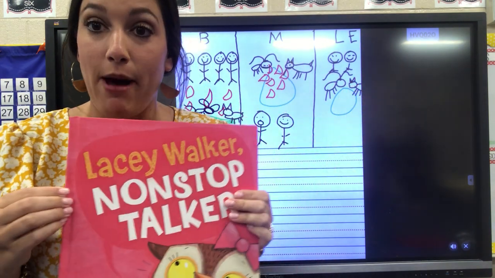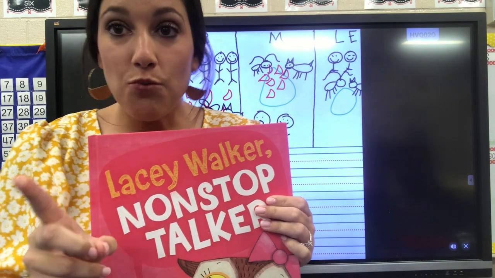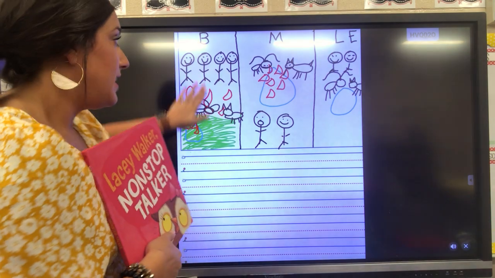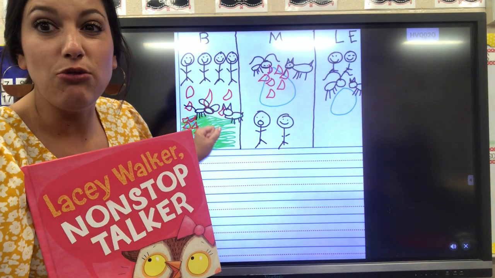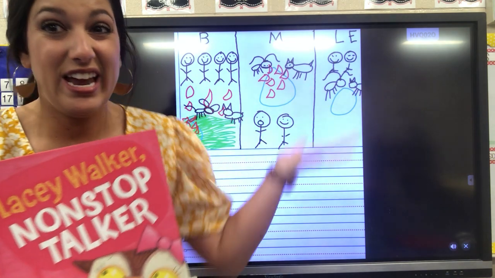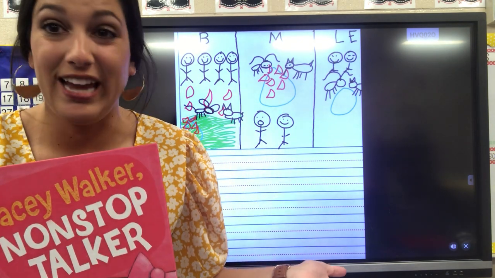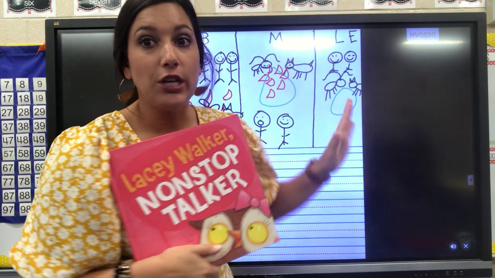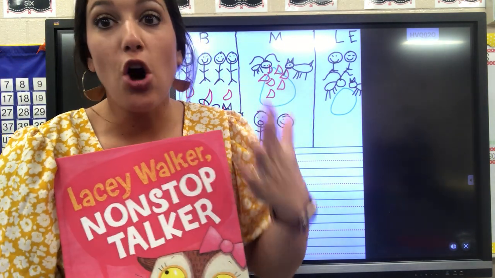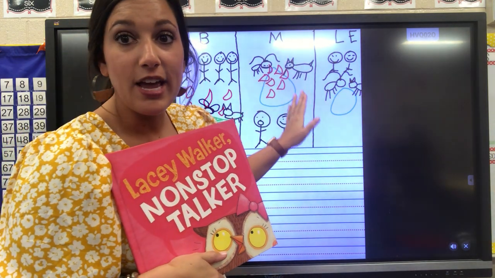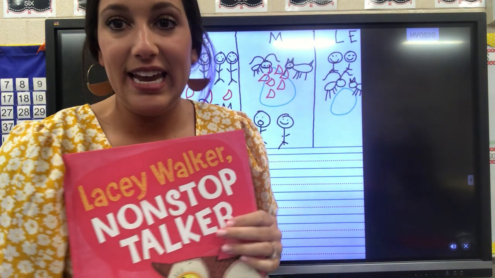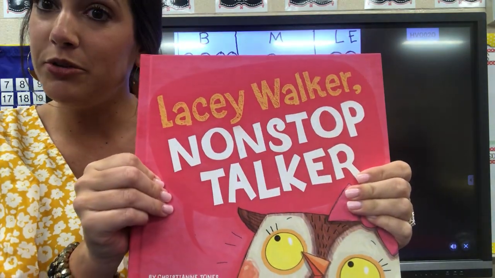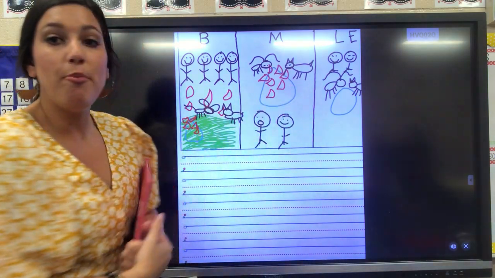And I'm going to give you a hint about this one. Lacey Walker learns an important lesson in this story, okay? In the beginning, she's talking a really lot. I mean, she doesn't even let anybody else talk, and she doesn't learn anything at school because she's doing too much talking. So in the middle, she loses her voice and she's not able to talk as much. But because she loses her voice, she learns a few lessons at the end of the story, and you will see. So what I want you to do is I want you to listen to Lacey Walker Nonstop Talker, and then I want you to try to draw a picture of what happens.